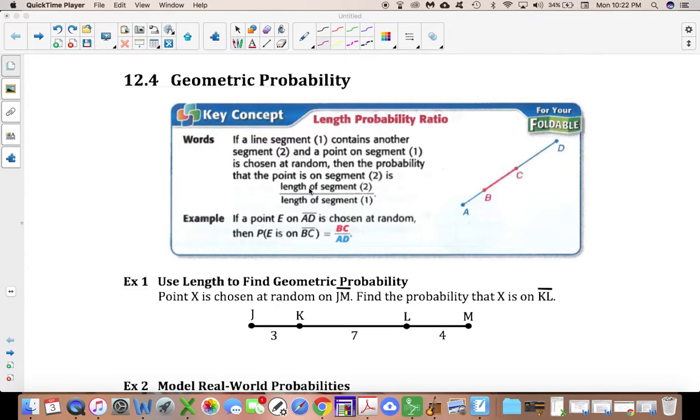Geometry kids, I've got a sick kiddo at home, so I am recording this lesson for you. I don't have my document camera, but I'm going to record this with my smart ink pen and stuff, so bear with me with technology.